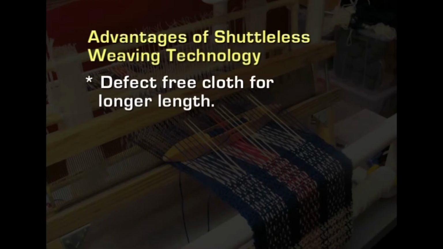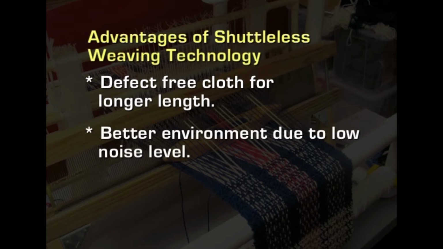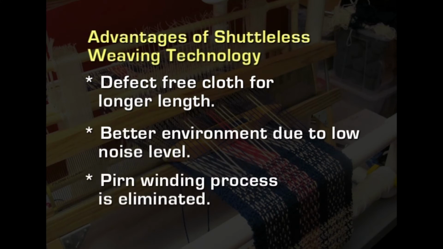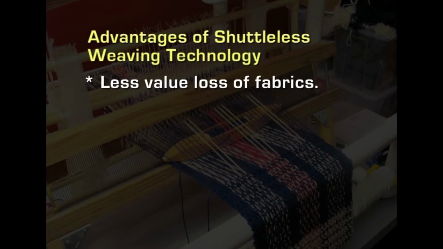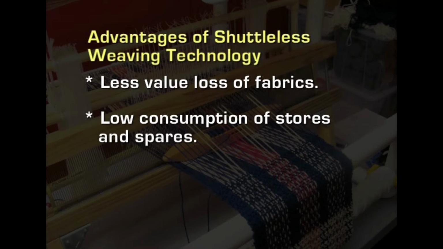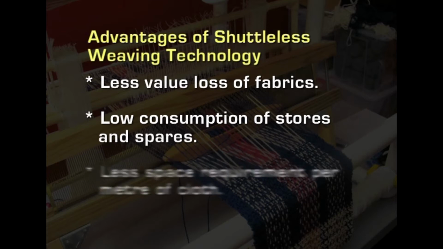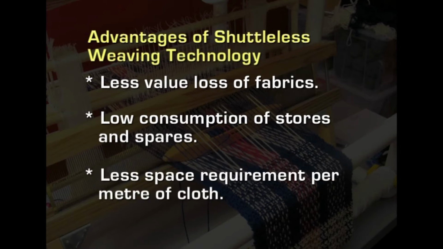In case of shuttleless looms, it can be ensured that the cloth is free of defects for a very long length. It is a better environment due to low noise levels. Pirn winding process is totally eliminated. Less value loss of fabric. Low consumption of stores and spares because you do not require all the mechanism for passing the shuttle. So, all the spare parts that are required will be less. Also, storage space is not required for all those spare parts, and there is less requirement of space per meter of cloth.